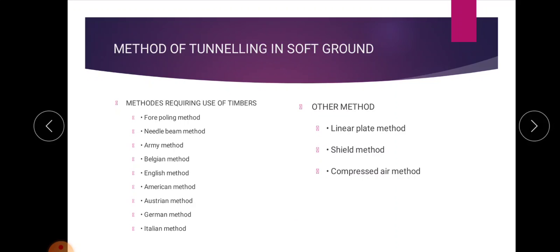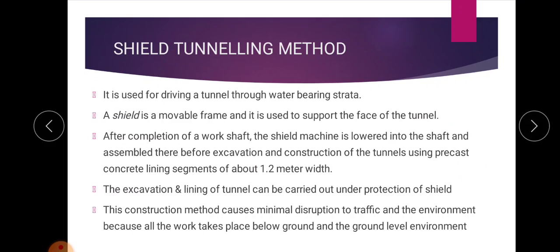The methods of tunneling in soft ground: there are so many methods requiring the use of timbers for poling, needle beam, army method, Belgian method, English method, American method, Austrian method, German method, and Italian method. These are methods which require timbers. Other methods are liner plate method, shield method, and compressed air method. In your syllabus, shield method and compressed air method are there. So the shield method of tunneling is used for driving a tunnel through water bearing strata.